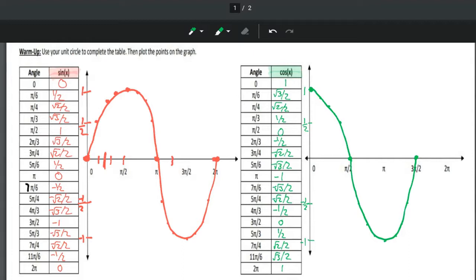All right, and then continuing for the fourth quadrant angles, at 5 pi over 3, we have 1/2. At 7 pi over 4, we're at 0.7. At 11 pi over 6, we've got √3/2. And at 2 pi, we're at 1. So that is one period, or one repetition, of the cosine function.